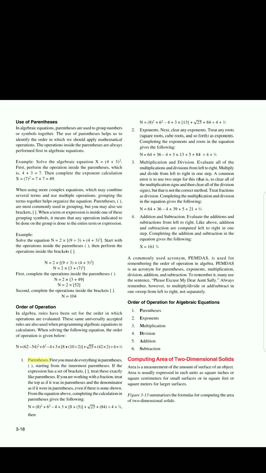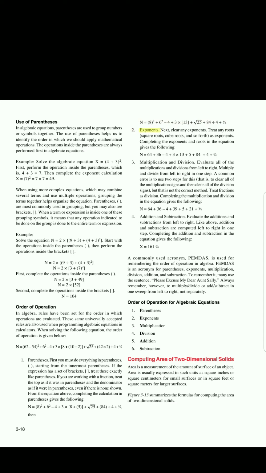1. Parentheses. First you must do everything in parentheses, starting from the innermost parentheses. If the expression has a set of brackets, treat these exactly like parentheses. If you are working with a fraction, treat the numerator as if it was in parentheses and the denominator as if it were in parentheses, even if there are none shown. From the equation above, completing the calculation in parentheses gives the following.